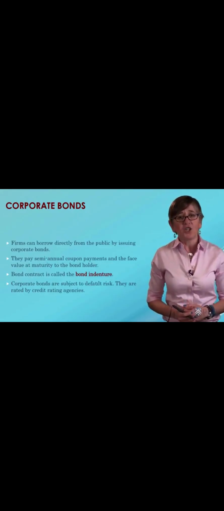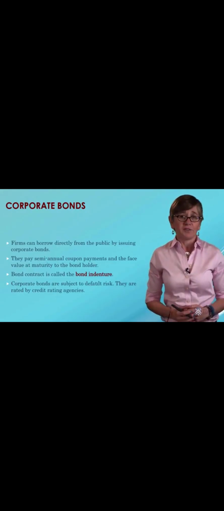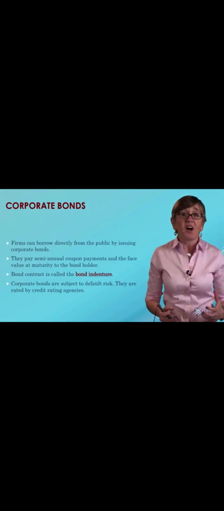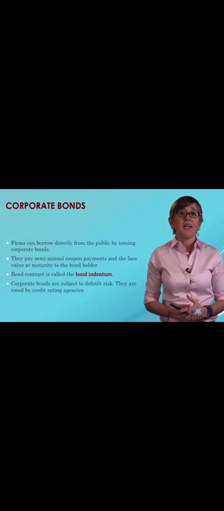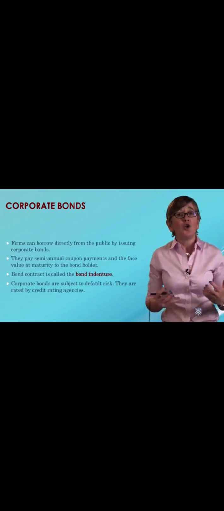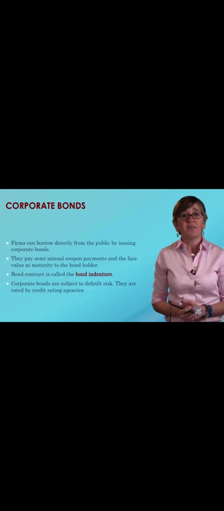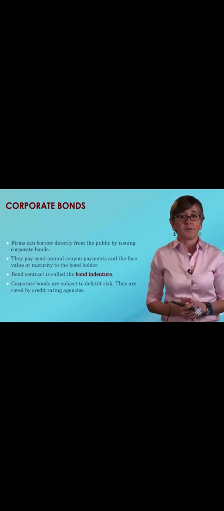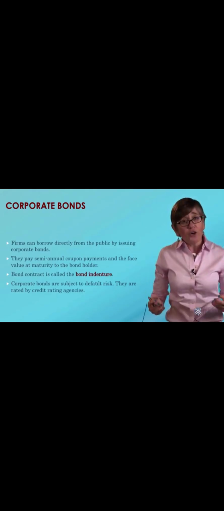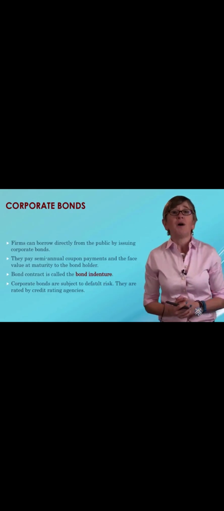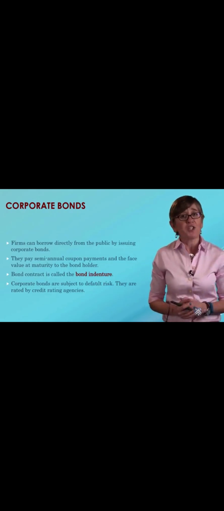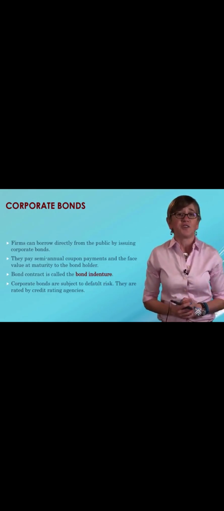Firms can borrow directly from the public at large by issuing corporate bonds. Now, corporate bonds are typically coupon bonds. In other words, they make coupon payments every 6 months and also pay the face value at maturity to the bondholder. I encourage you to review the optional video on principles of bond valuation to remind yourself of these features.